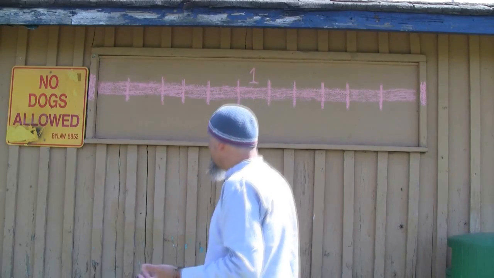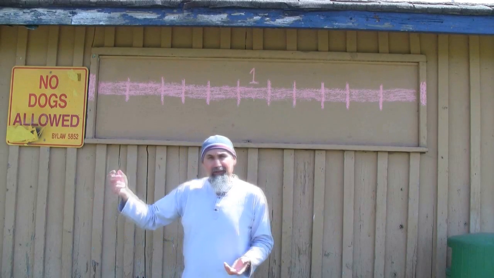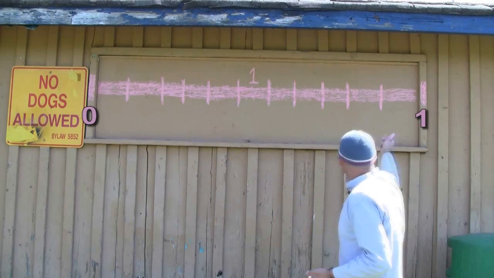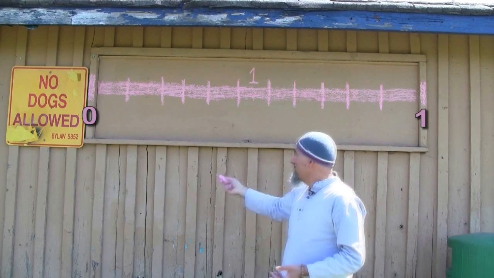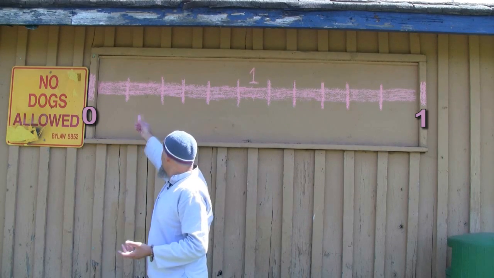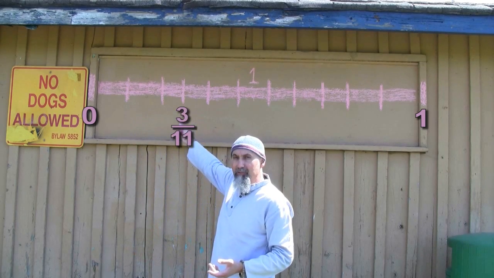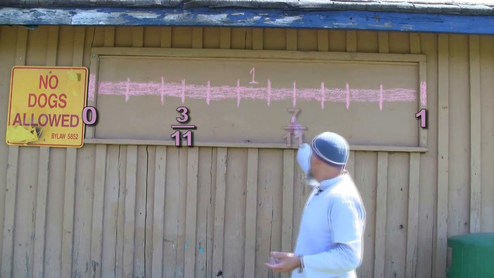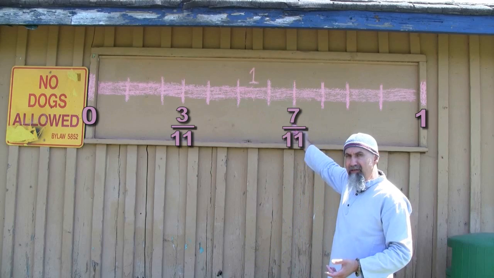and just do the breaks, right? So just like the even lines that we broke, right? If this was zero, this was one, then if we wanted to go to 3/11, we would go 1, 2, 3. That's where 3/11 would be. 7/11, 1, 2, 3, 4, 5, 6, 7/11, right there, right?